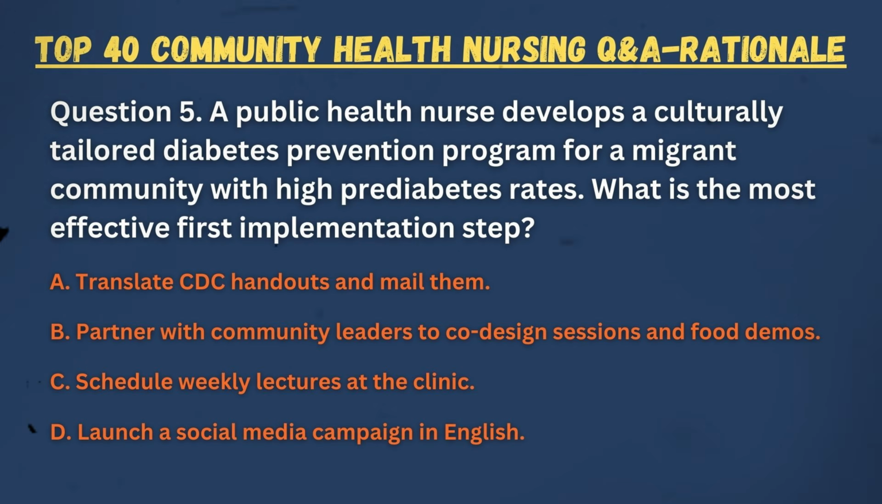Question 5. A public health nurse develops a culturally tailored diabetes prevention program for a migrant community with high pre-diabetes rates. What is the most effective first implementation step? A. Translate CDC handouts and mail them.